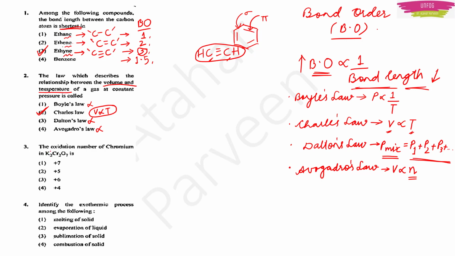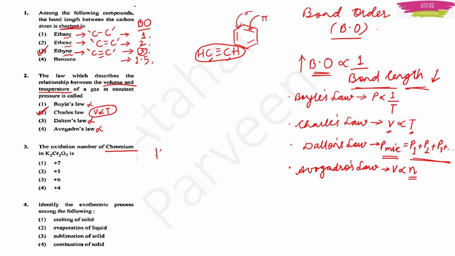The third question says the oxidation number of chromium in K2Cr2O7 is. K2Cr2O7 is also known as potassium dichromate. Let's not look at the options here. The options are numbers, and the numbers will only confuse us. Now let's try to solve the answer by ourselves.